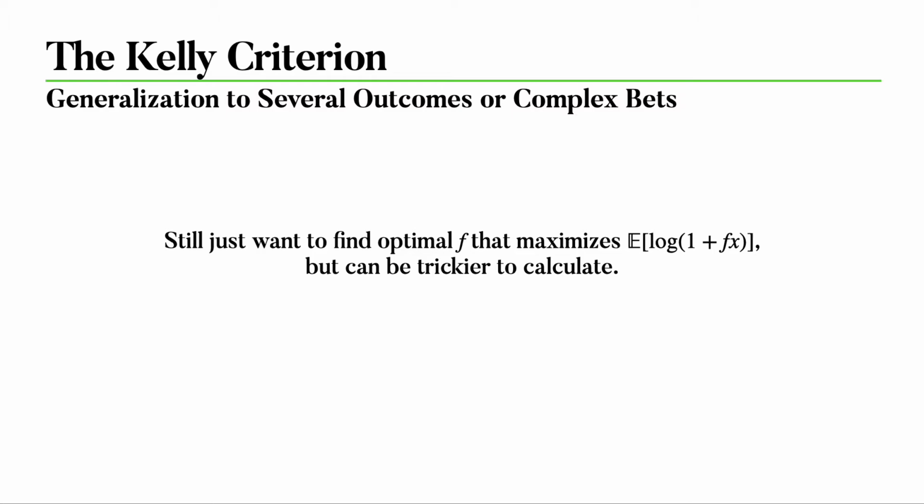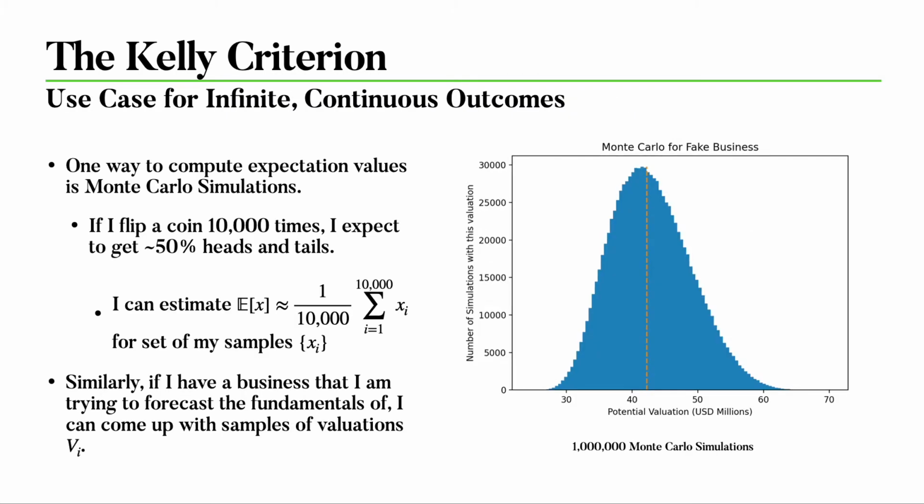But the thing to keep in mind is, if you boil it down, this is what the Kelly criterion is. We just want to find the optimal f that maximizes this expectation. But with more complicated scenarios, it can be a little trickier to calculate, and sometimes you can't do it exactly, and you have to do it with a computer. So I'm going to show you such examples.